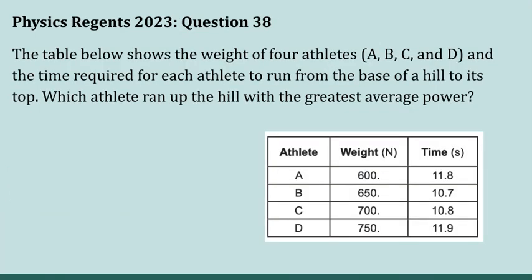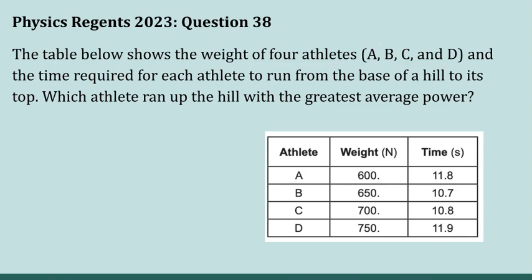The next one I want to look at is something that we can sort of use the comparison method for, but not completely. So I'm just going to start this problem in this video, and you can try to continue it on your own. This question is question 38 from the Physics Regents from 2023. It says, the table below shows the weight of 4 athletes, A, B, C, and D, and the time required for each athlete to run from the base of a hill to its top.